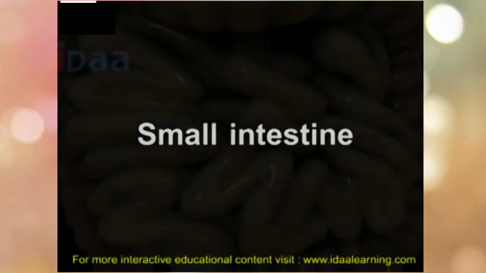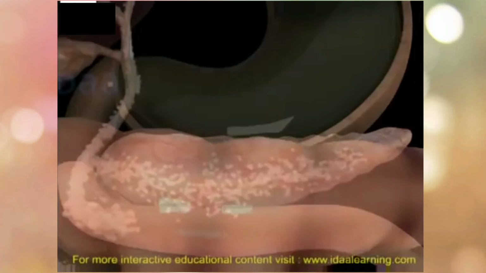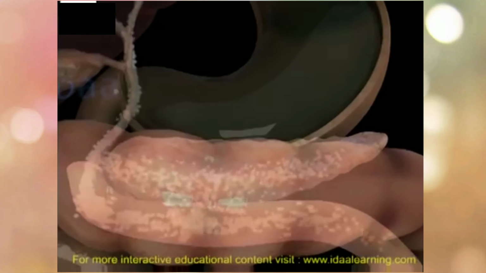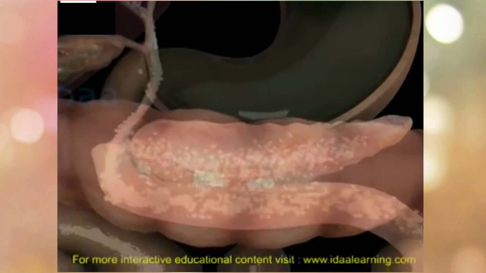Small intestine. Small intestine is a highly coiled structure and is about 7.5 meters long. As soon as the small intestine receives food from the stomach, the digestive juices from liver and pancreas are mixed into it.